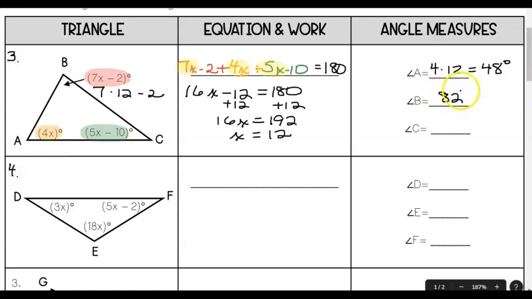And we'll double check our math when we get all these angle measures and make sure they add up to 180. And then angle C was 5x minus 10. That is 5 times 12 minus 10. 5 times 12 is 60, minus 10 is 50. All right, so let's add 50 plus 48 plus 82. That's 100 plus 80. So they do check out. They all add up to 180 degrees. So that looks like we did that correctly.